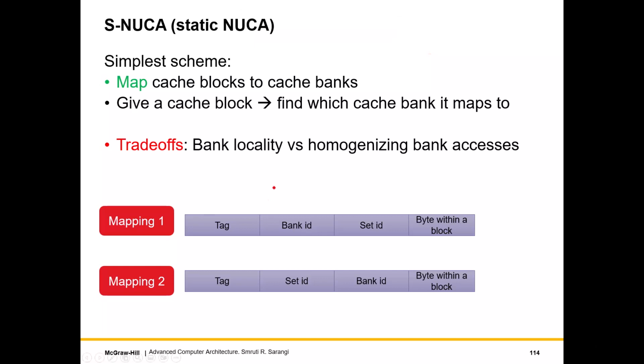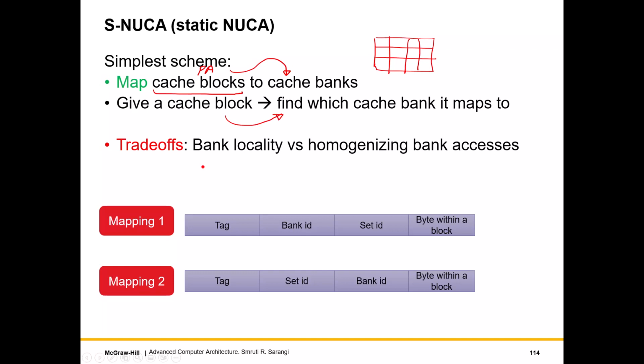So let us first discuss the simplest scheme, static NUCA, S-NUCA. The key idea is that, let's say I have a large number of cache banks in the LLC that are organized like this in a matrix form. Each one of them is a cache bank. So the idea is, how do I split the cache blocks, which is basically the physical address space, and map them to the cache banks? This itself is a hard problem. Given a cache block, find which cache bank it maps to. This itself is not an easy problem.